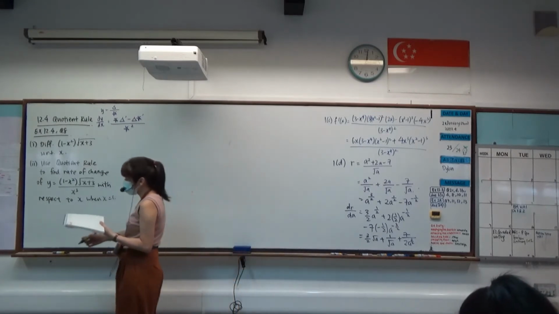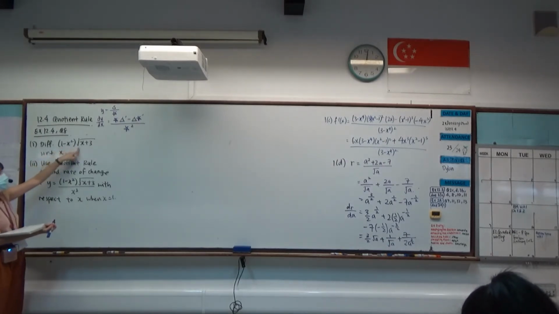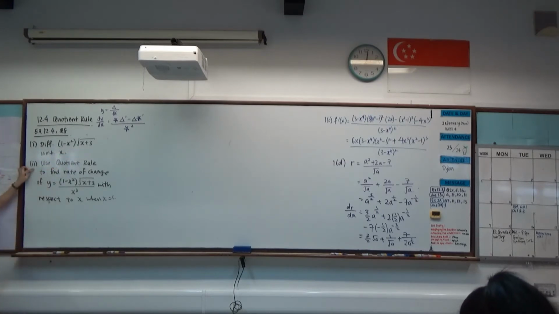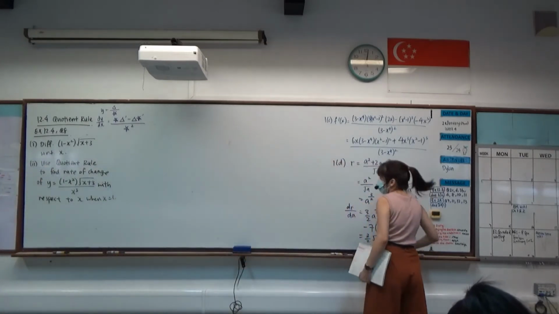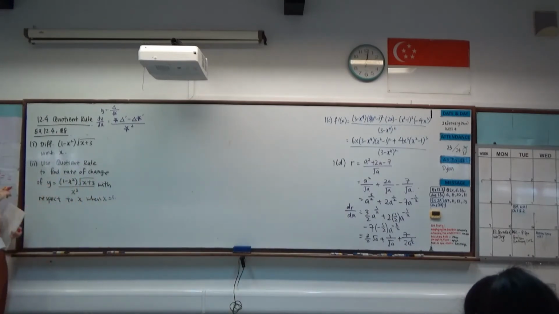Okay, now let's take a look at question 8, where in part 1, the question asks to differentiate 1 minus x squared times square root x plus 3. And in part 2, they said to use the quotient rule to find the rate of change of y equals to this with respect to x when x equals to 1. Okay. When we go into chapter 13 or 14, I don't quite remember the number, sorry. We will be touching on rate of change.